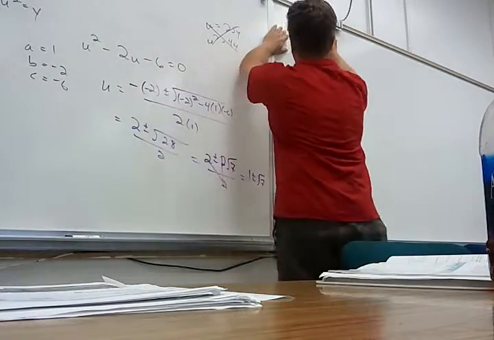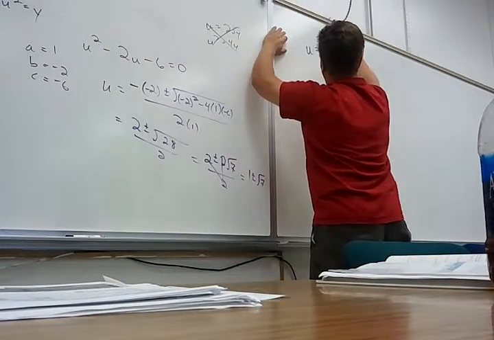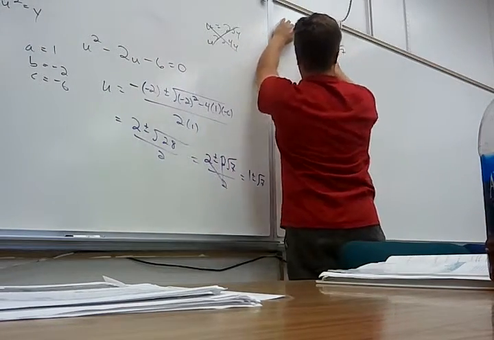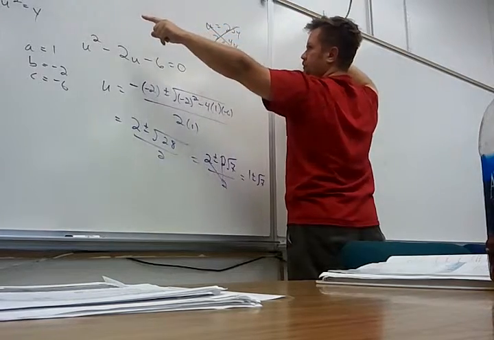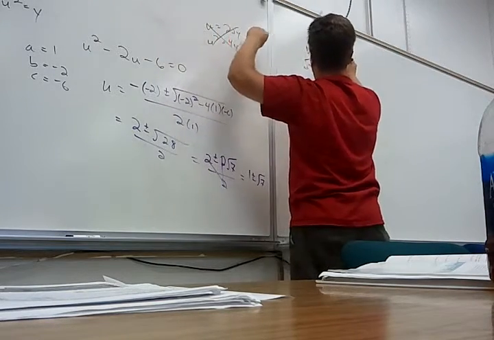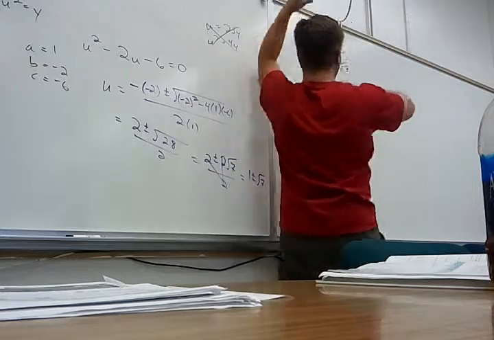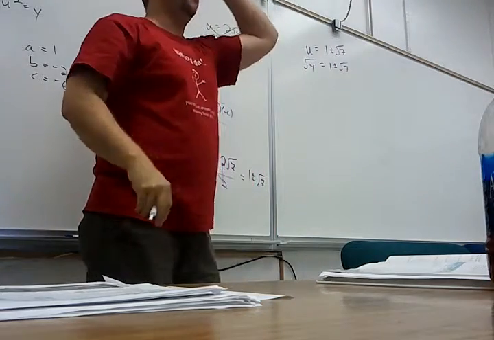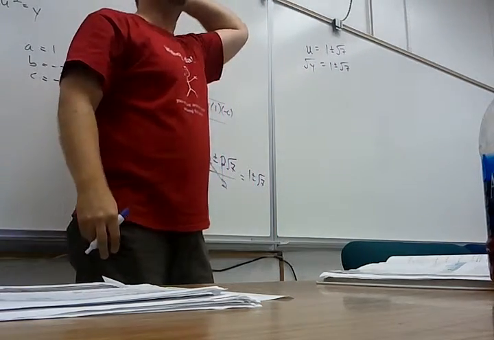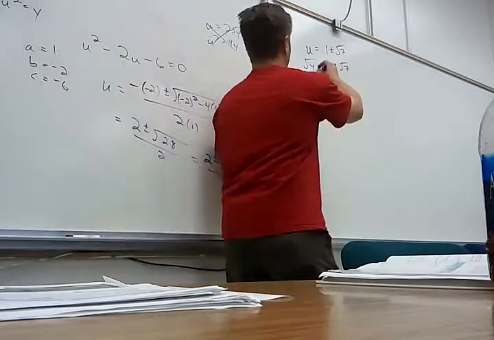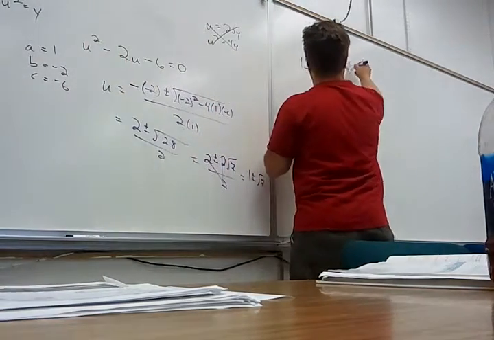So if u equals 1 plus or minus square root of 7, u was square root of y. Square root of y. You gotta cube each side, or square each side. I like it. Square each side. Now this is where you're going to hate life a little bit.